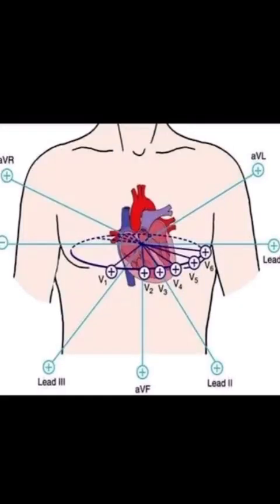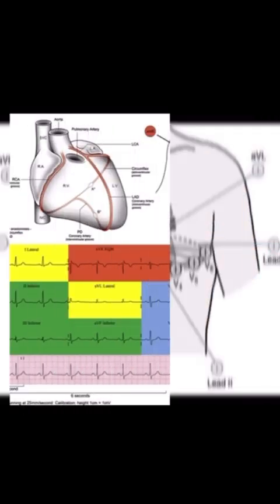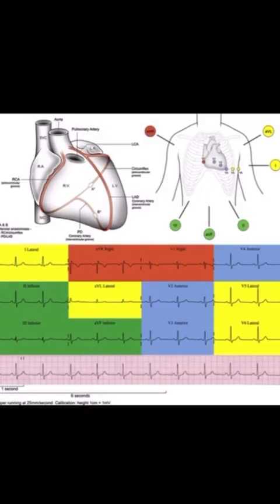Each lead is a view of the electrical activity of the heart from a specific angle across the body. Even though there are only 10 leads, we actually get 12 views. The different views reflect the angles at which electrodes look at the heart and the direction of the heart's electrical depolarization.